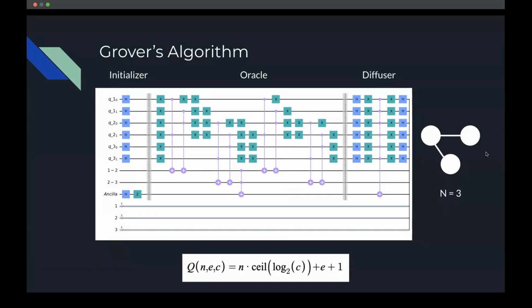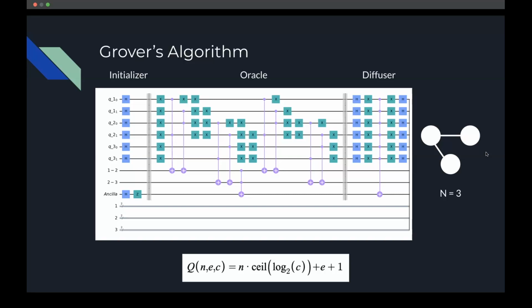The third part of the algorithm is the diffuser. This reflects the superposition over the original equal superposition that we began with. Repeating the oracle and diffuser over and over again will gradually move you from the superposition of all possible answers that we started with in our initializer towards the equal superposition of just the correct answers.